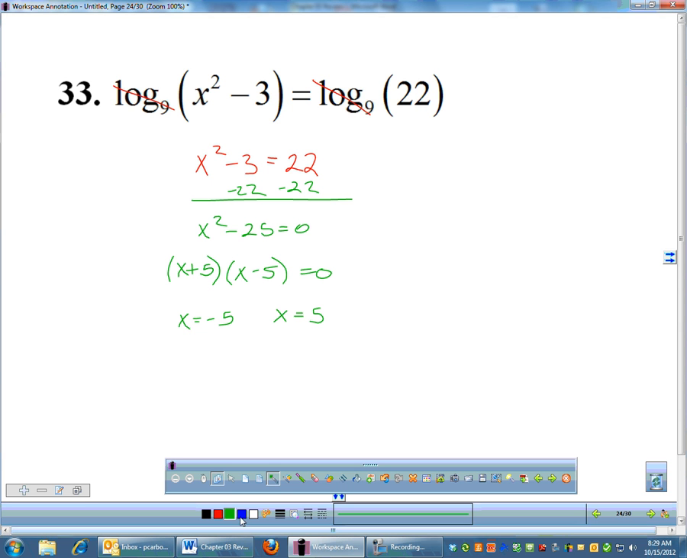Now, some of y'all may have been thinking, well, I don't want to factor. I hate factoring. So here's what you're thinking. x squared minus 3 equals 22. I don't know what that 3 is doing there. You'll add 3 to both sides. You get x squared equals 25.